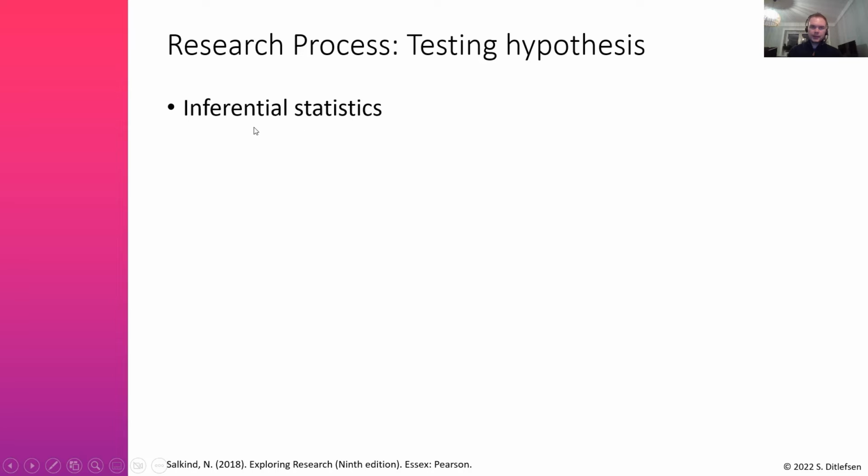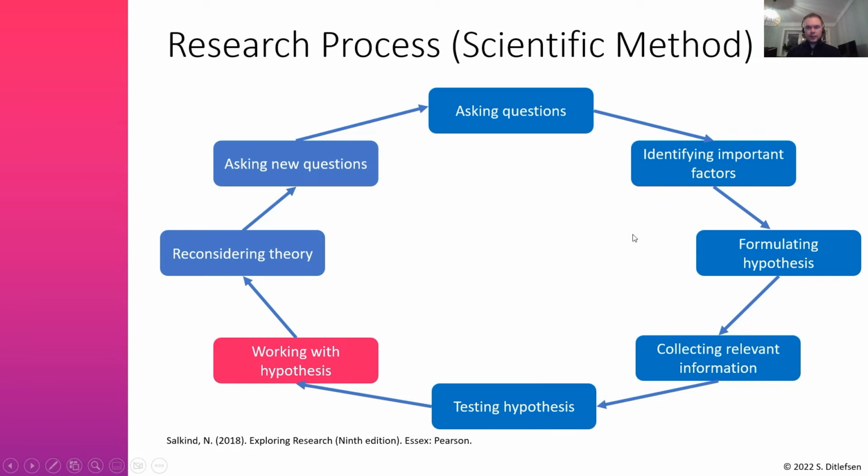So we are off to test our hypothesis. And we do this by inferential statistics. So this is very easy. Just collect data and test it. For example, use a t-test to test your hypothesis. Okay, we have asked question, number 1. We have identified important factors, number 2. Formulated the hypothesis, number 3. Collect relevant information, number 4. Then we have test the hypothesis, and now we're going to do number 6, which is working with the hypothesis.